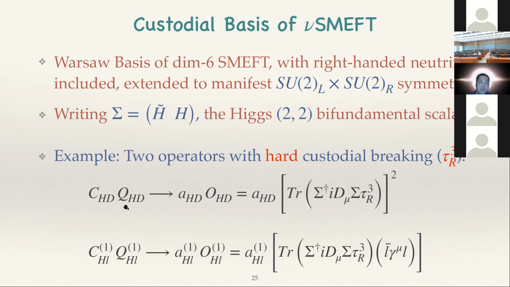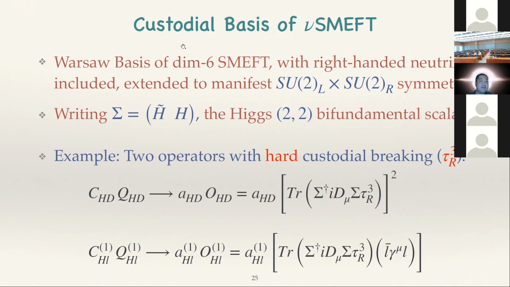For example, the QHD in the Warsaw basis turned into our custodial basis. We call it, the Wilson coefficient CHD goes to AHD, and this is the operator. You see the tau3R here, and the QHL1, that's in the Warsaw basis. Now into our basis, it's this form, right? Sigma dagger sigma. You see the explicit τ3R, telling you that these two operators have hard custodial breaking.